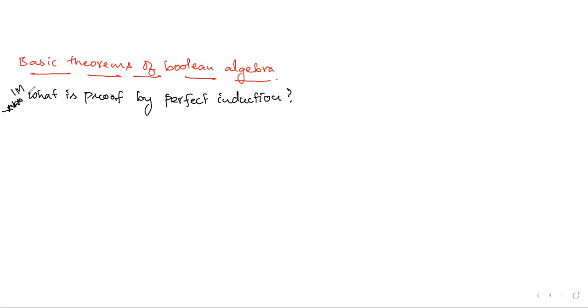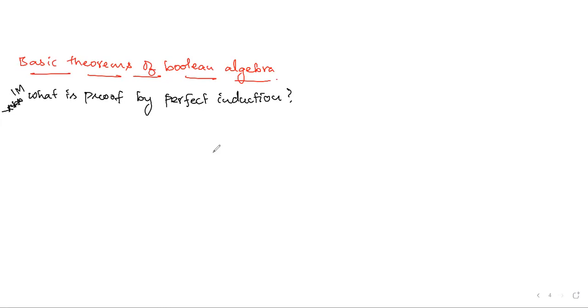By substituting all possible values, we are going to solve the theorem. It is a method of proving Boolean theorems by substituting all the possible values of the variables. If we have a single variable x, what will be the possible values of that? We have 0 and 1. By substituting the possible values of that particular variable, we are going to prove it.